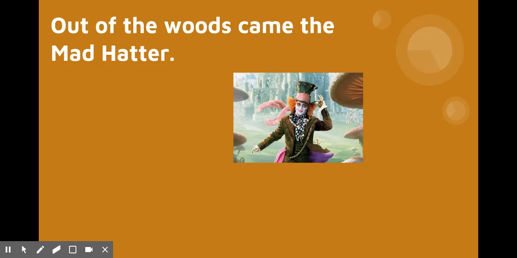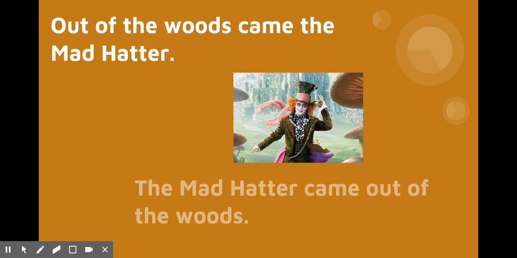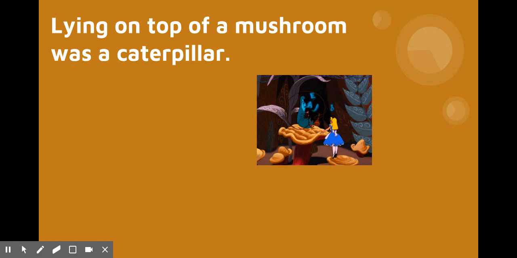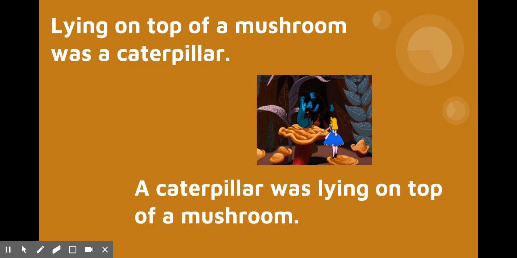This one says, out of the woods came the Mad Hatter. This is an inverted order. When I put it into natural order, it says, the Mad Hatter came out of the woods. So what's the subject there? Mad Hatter. Lying on top of a mushroom was a caterpillar. Another inverted order sentence. When I put that in natural order, I have, a caterpillar was lying on top of a mushroom.